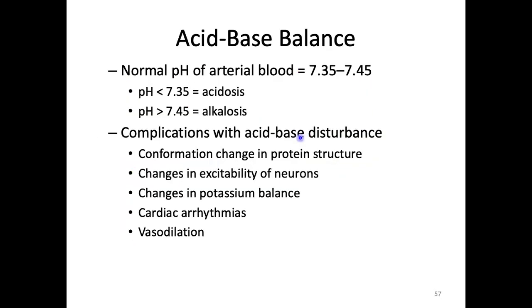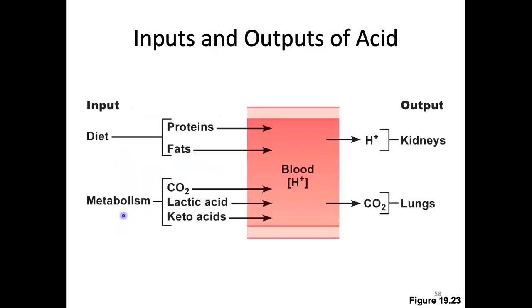Okay, acid-base balance. Normal pH of arterial blood is 7.35 to 7.45. You know that if pH is low, so if it's more acidic, you get conformational changes in your protein structures, most notably in hemoglobin, and it affects how hemoglobin binds oxygen. You change the excitability of your neurons, and changes in potassium balance are really dangerous, right? It can lead to cardiac arrhythmias, vasodilation of blood vessels, etc.